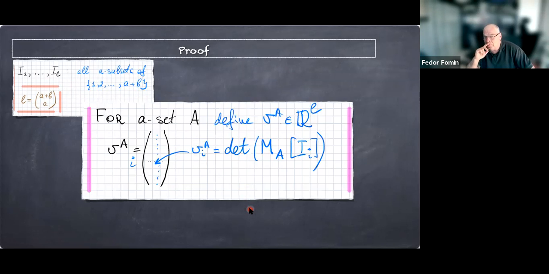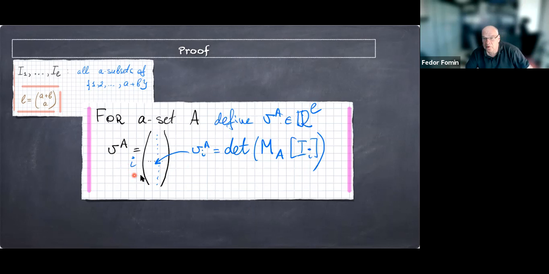Yes, now what I'm doing, for every set A from the family, so this is a set of size small a, I define a vector in the space R^L. So once again, L is a huge number. It's (a+b choose a), right? So for every set A, every set I identify with a tremendously large vector, right?